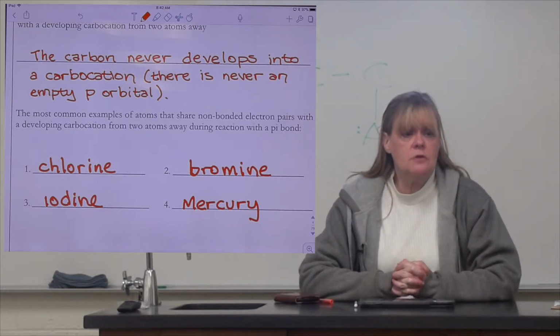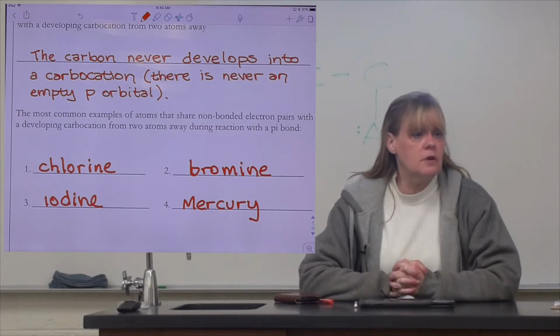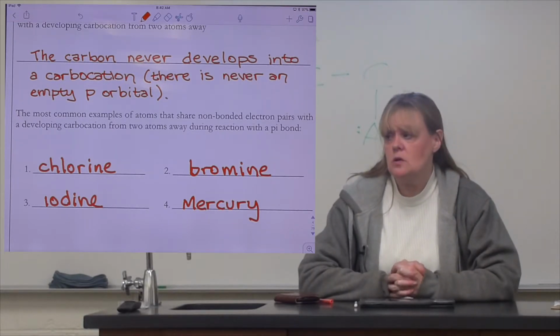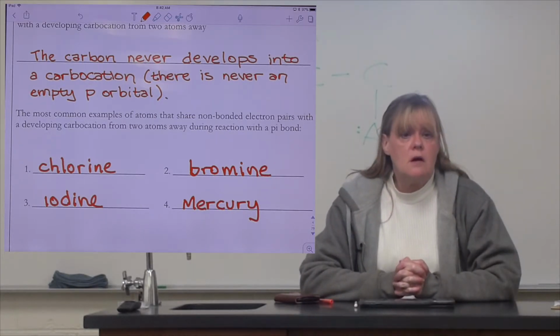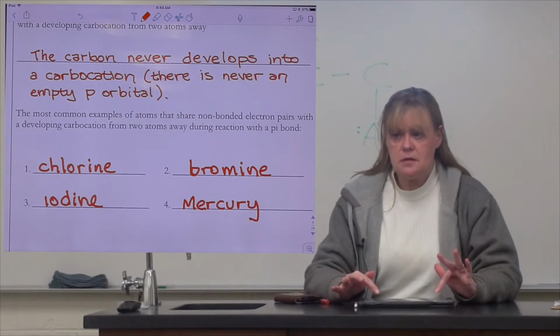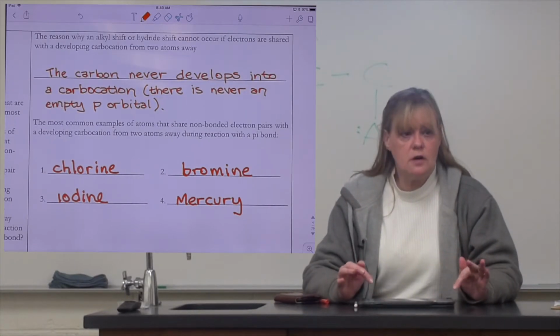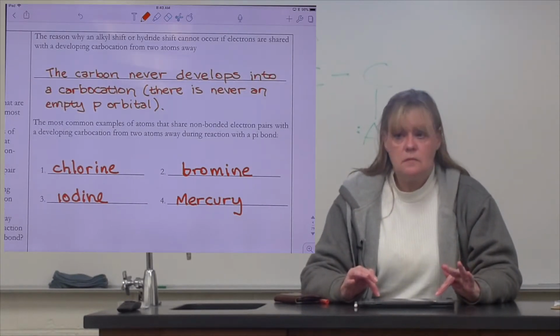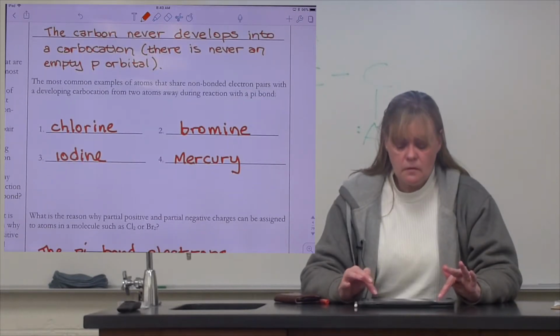Or mercury is going to be another common one that you see. Mercury is a large atom, of course, and it has a ton of valence electrons and d orbital electrons that you could use to share with something. So this is another case where it's really good to draw in the non-bonded electrons as dots before you venture off into something.